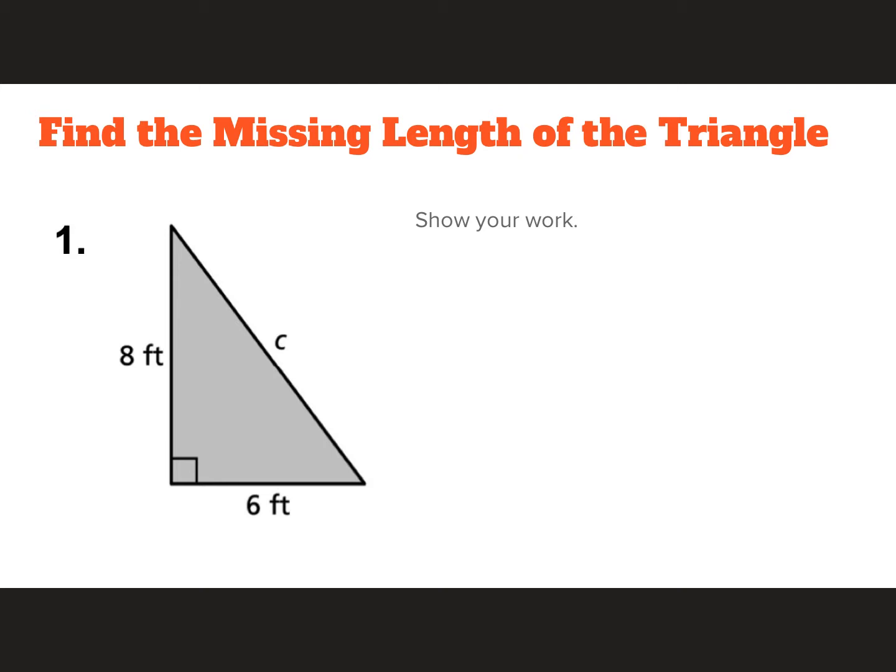First thing is we need to decide which side is side C, because they're not always going to be called sides A, B, and C. So again, directly across from our right angle is side C. We start off by writing A squared plus B squared equals C squared, sides A, B, and C.